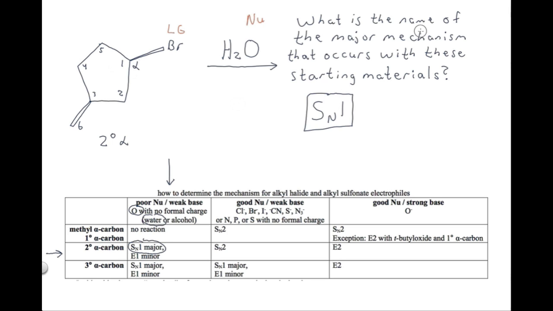Now, this problem just asked us for the name of the mechanism. So I'll just say that the answer to the question is the name SN1. Since our goal in this video series is not to learn how to draw the SN1 mechanism, I won't bother to draw it. I'll just answer the question by saying the name of this mechanism would be SN1.